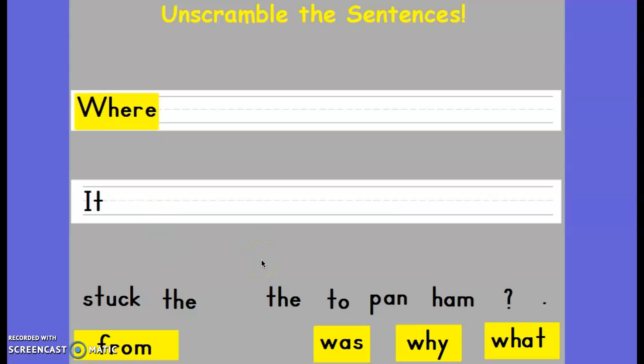So what do you think the next word might be? What makes sense? What word might make sense to go next? And what you can do is you can start just plugging in words if you need to in your head. So I might say, where stuck? Well, that doesn't make any sense. Where the? That doesn't make any sense. Keep looking.